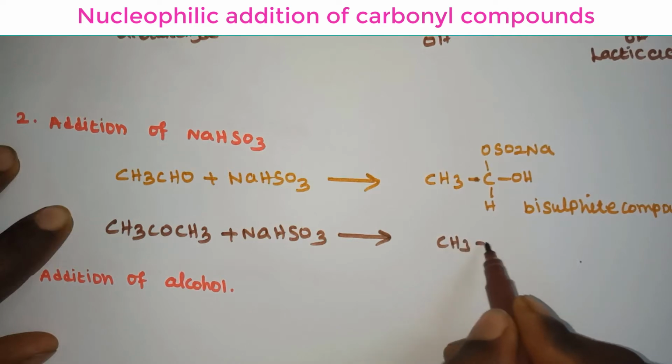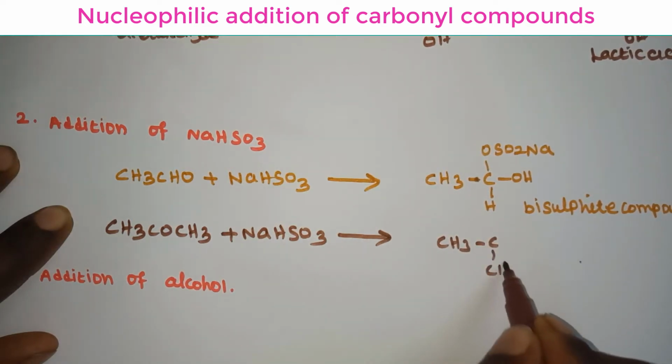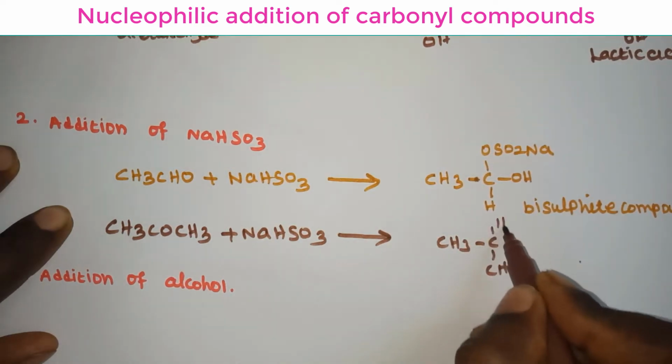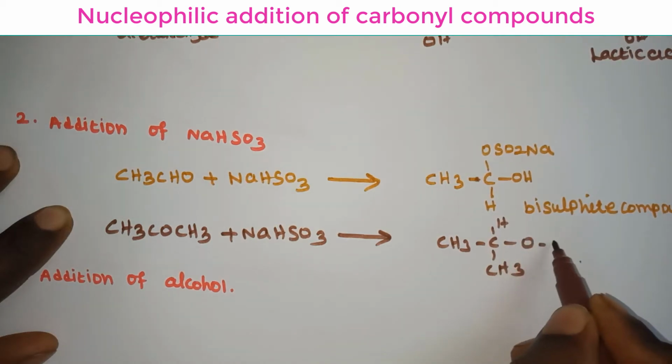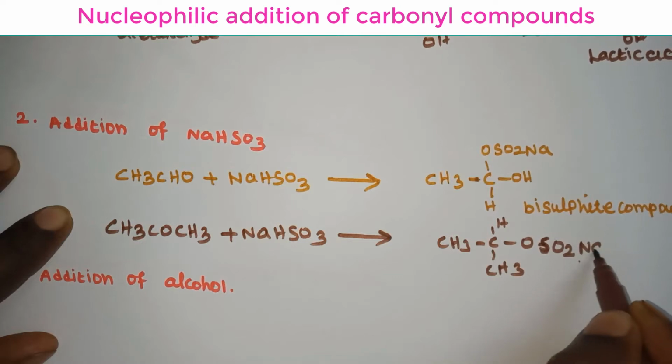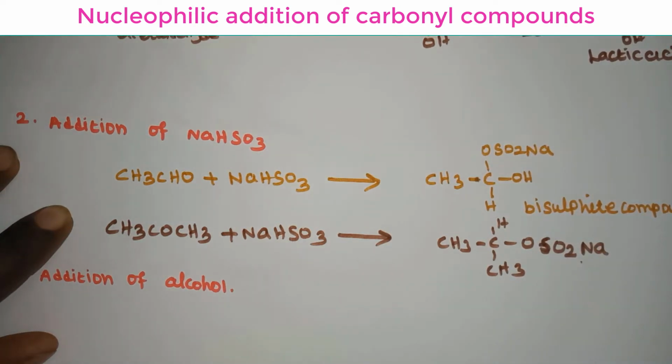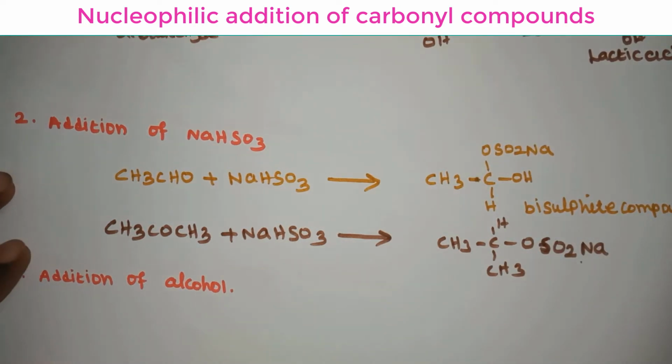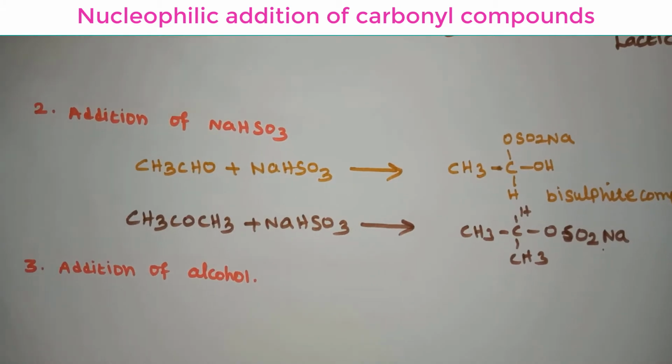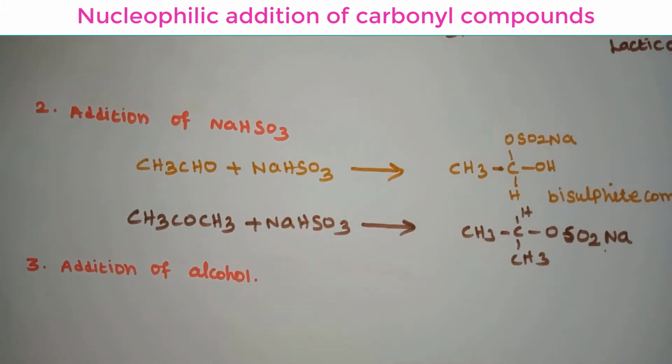CH3, CH3, HO, SO3Na. This compound is a bisulfite compound. Next one is addition of alcohol. When an aldehyde or ketone adds to two equivalents of alcohol in the presence of an acid catalyst, it forms an acetal. This reaction is called the acetal formation reaction.